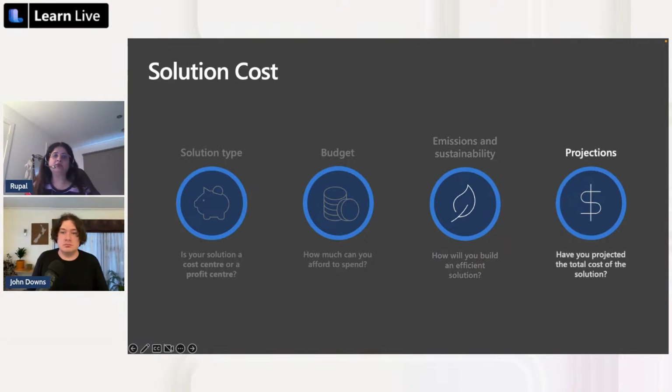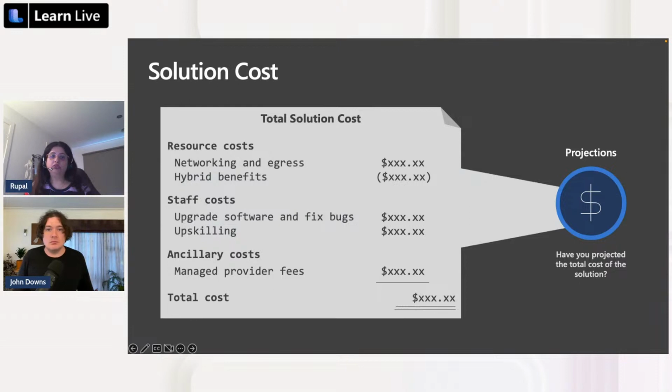And finally, it's important that you project out the solution cost. So make sure you project out the cost of your Azure resources and factor in elements like networking bandwidth. You might also be able to offset some of your costs with hybrid licensing benefits. Don't just focus on the Azure or technology costs, though. John and I have spoken extensively today about trade offs around solution complexity, processes, and how that can affect your staff costs. For some solutions, you might bring in a consultant or a managed provider to help you build or operate it. This should all be factored into your projected costs.